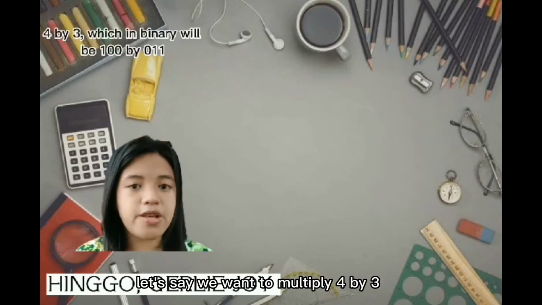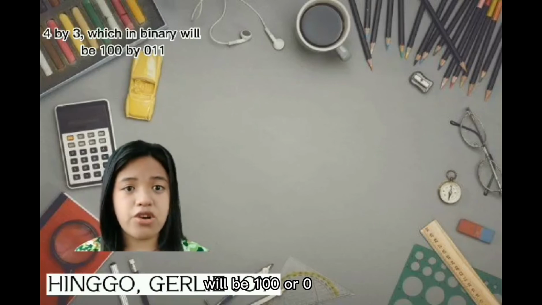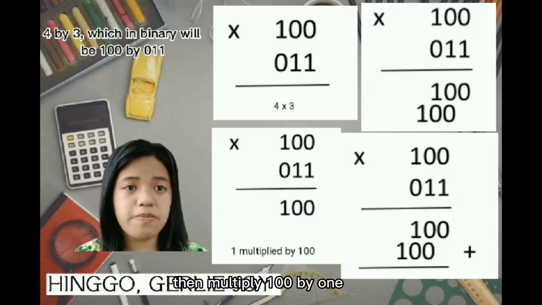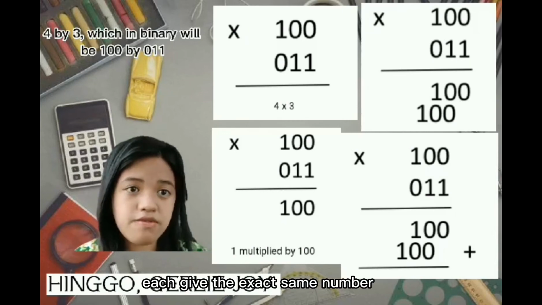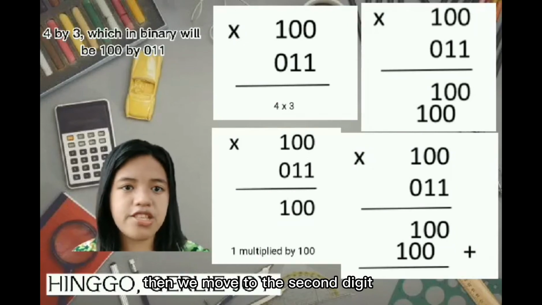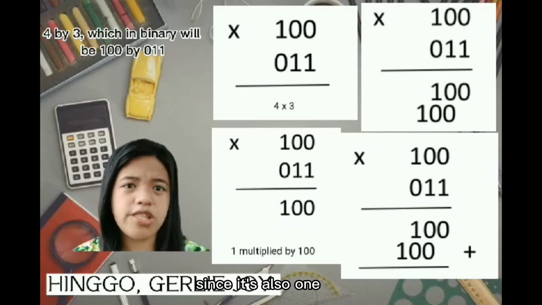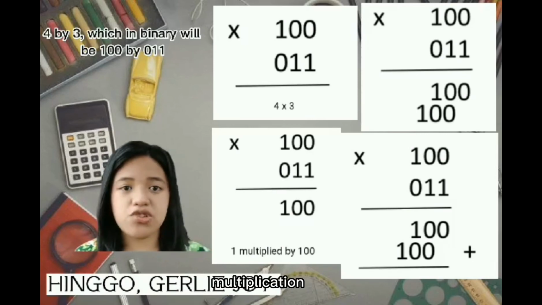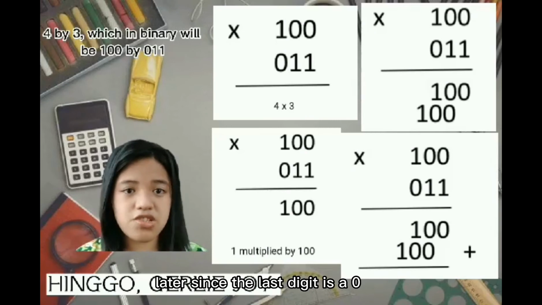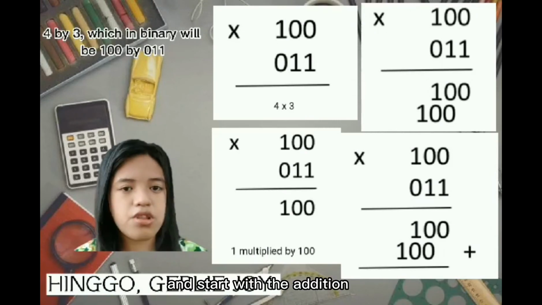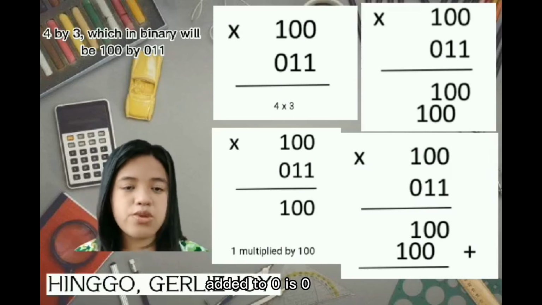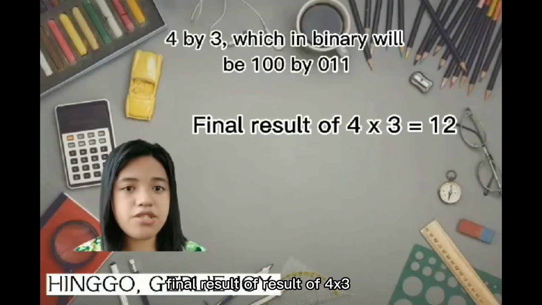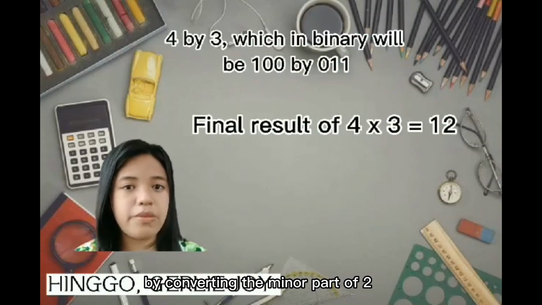Let's say we want to multiply 4 by 3, which in binary will be 100 times 011, or 11, it's the same. We start with the first digit, in this case 1, and multiply 100 by 1, which gives the exact same number. Then we move to the second digit and proceed the same. Since it's also 1, the number will remain intact. We just need to shift the number 1 digit to the left. Second digit multiplication, shift 1 digit. Later, since the last digit is a 0, we can skip it and start with the addition. Skip the 0 and start adding. 0 added to 0 is 0, and 1 added to 0 is 1. Final result of 4 times 3: we can verify that the result is 12 by converting the binary product to decimal.